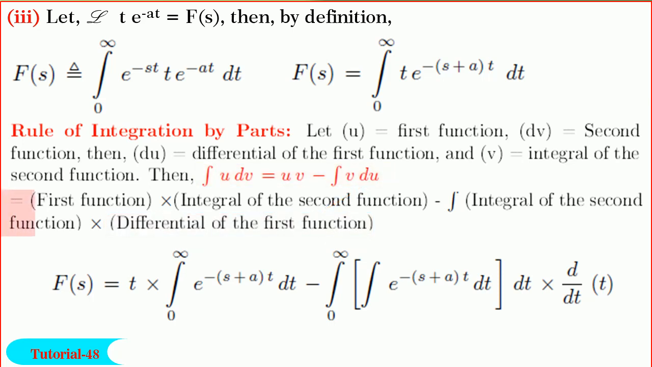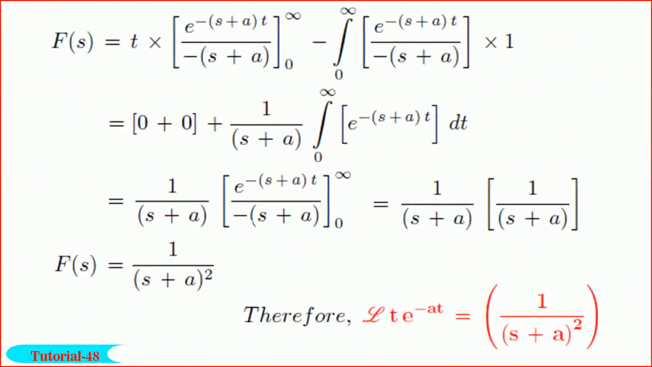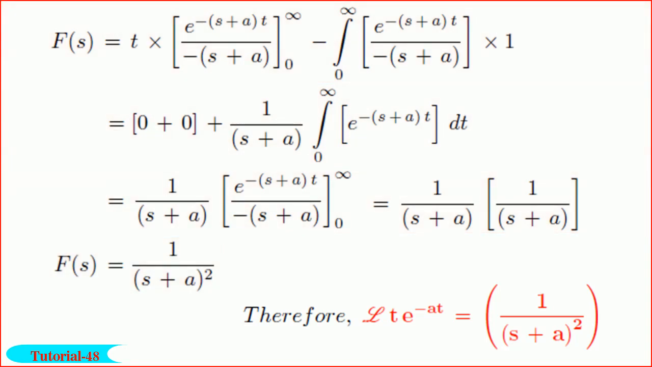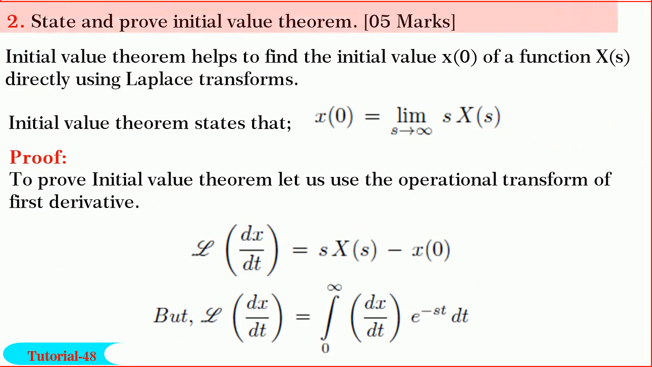So, using integration by parts, we get f of s is equal to t into integration 0 to infinity e to the power of minus (s plus a) t dt minus integration 0 to infinity of integral of e to the power of minus (s plus a) t dt into d by dt of t. By solving it, we get f of s is equal to 1 divided by (s plus a) square. Therefore, Laplace transform of t into e to the power of minus at is equal to 1 divided by (s plus a) square. Friends, next we shall solve the second question.